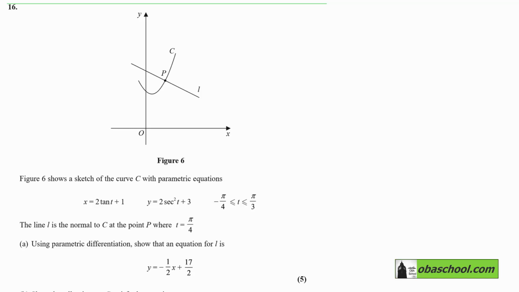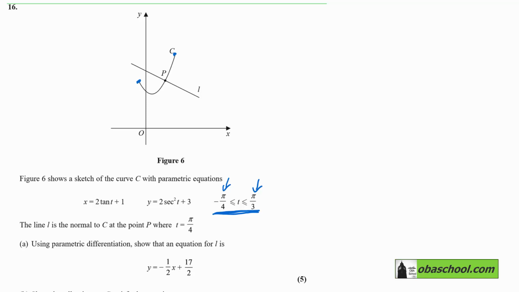Figure 6 shows a sketch of the curve C with parametric equations x equals 2 tan t plus 1, y equals 2 sec squared t plus 3. Note here that t is defined between negative pi by 4 and pi by 3, giving us distinct endpoints, and that's going to be important later in the question.